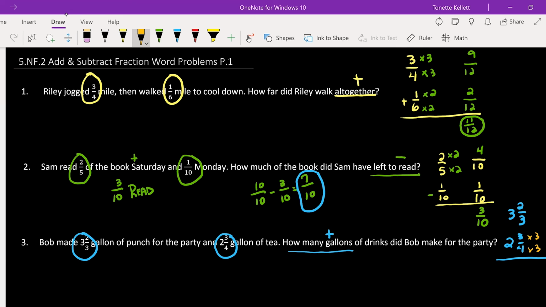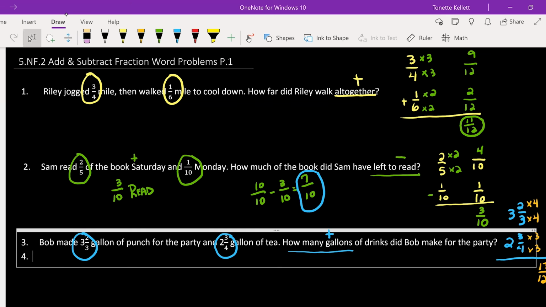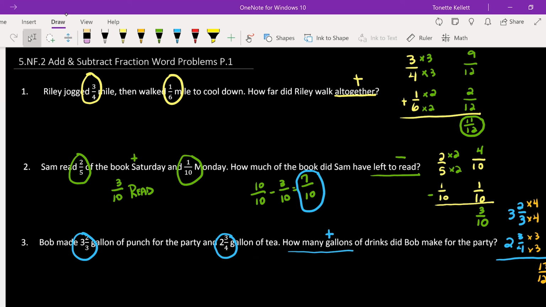Whatever you do to the denominator, you do to the numerator. 3 times 3 is 9. 3 times 4 is 12. So 2 times 4 is 8. When we add these together, we get 17/12. That numerator is too large. 12 goes into 17 one time, and 17 minus 12 is 5. That's 1 5/12. We have to add the 3 and the 2 and get a 5. Plus 1 is 6 and 5/12.